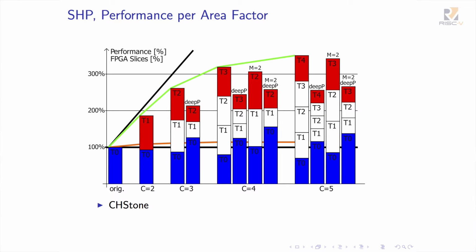So the performance per area factor. The black line shows the classical improvement. You have 3 cores, you have 3 times the performance, so a simplified view. And the green line shows that with increasing design copies, the overall system performance decreases. But in this case, it all comes with a very low FPGA slice utilization overhead. So, for example, in this case here, I hope I press the right button.